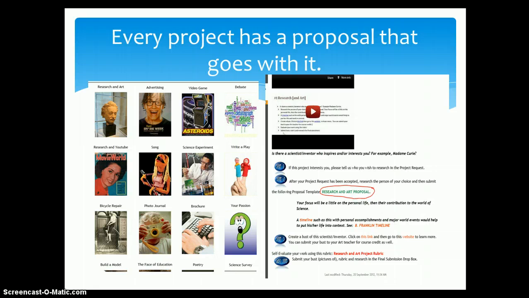So every project has a proposal that goes with it. And so when you click on the choice projects, you'll get a list of them. And when you click on each one of the icons, you can see the directions. So for this one, I've clicked on Research and Art. It includes a little YouTube video with an explanation of what you need to do. And in step 2 is where you'll find the research and art proposal, and that's with every project. It might say proposal template, it might be worded a little bit differently, but you need to find that proposal activity.